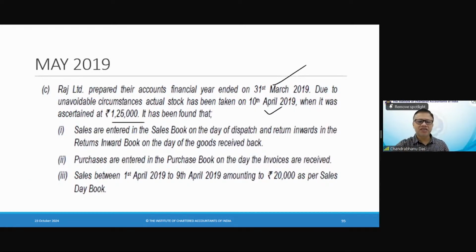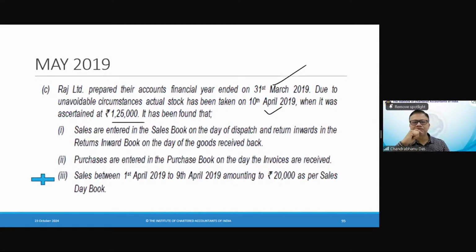Purchases are entered in the purchase book on the day the invoices are received. So the moment you receive the invoices, you record the purchases, irrespective of the goods received. First, you see the invoices, which means you record the purchases.